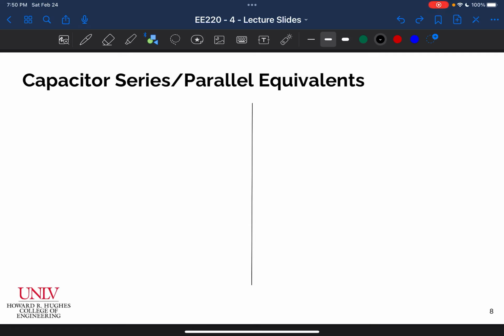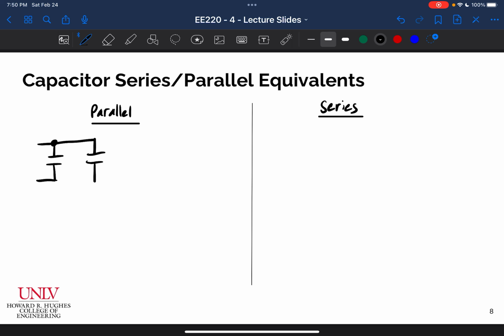All right, so in this video, I'm going to talk about series and parallel equivalents for capacitors. We talked about these for resistors. For capacitors, it actually turns out that the parallel equivalents are the easier of the two to perform the arithmetic for. If I have two capacitors in parallel or n capacitors in parallel, let me just draw these out.